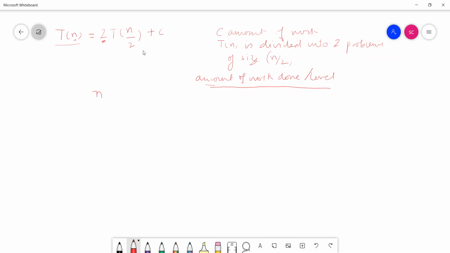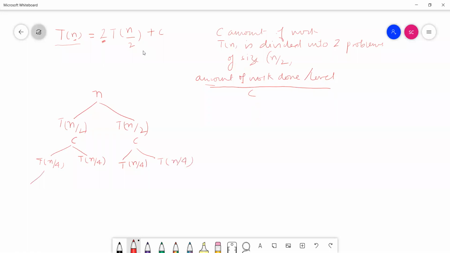So we have a problem of size n, and we divided this problem into size n by 2 by doing C amount of work. Again, we'll do C amount of work here and C amount of work here. Why? Because it is constant. So again, we'll get two problems of size n by 4. Here also we'll get two problems of size n by 4.